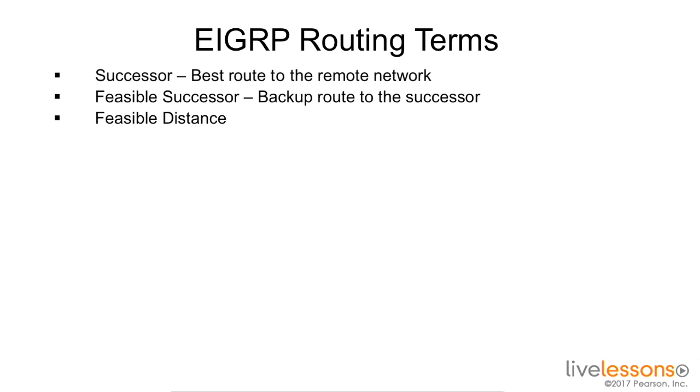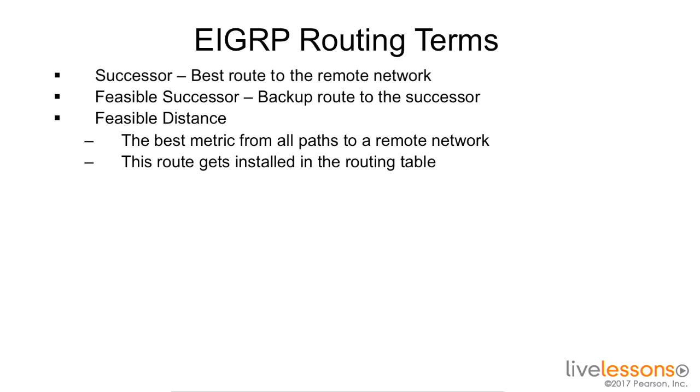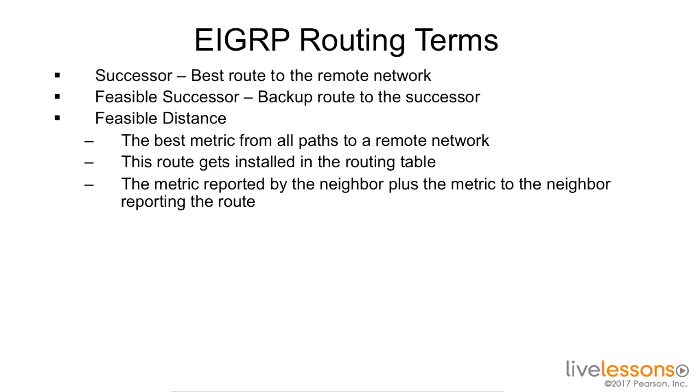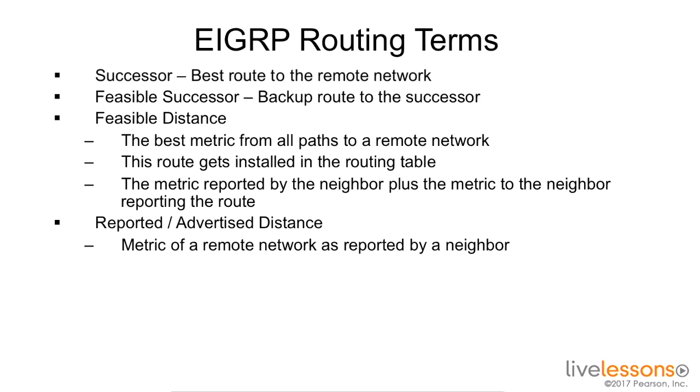Third is feasible distance. The feasible distance is the best metric from all paths to a remote network. This route is the route that gets installed in the routing table. This metric is the metric reported by the neighbor plus the metric to the neighbor reporting the route. Reported and advertised distance is the metric of a remote network as reported by a neighbor.